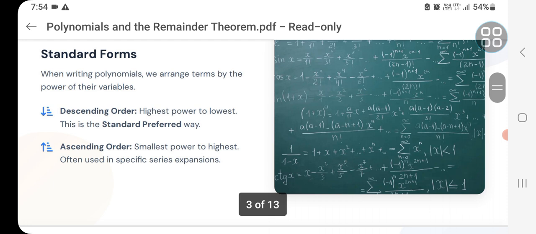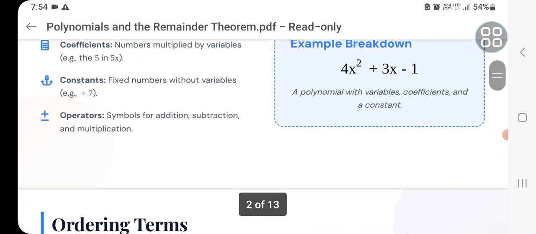So you will see that standard form always depends upon the ascending order or descending order. So most of the time we always prefer the standard form in descending order for our convenience. Okay, so highest power to the lowest power, that is known as descending order. Ascending order is nothing but smallest power to the highest. Okay, I think it will be easy for you to understand this. We already saw one example in the last slide.